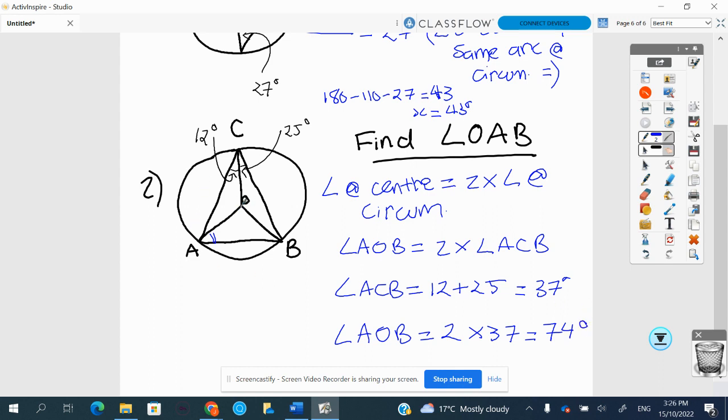Now, this distance from the center to the circumference and this center to the circumference here is going to be equal because they'll be the radii. So AO will be equal to BO because they are radii. That means that triangle AOB is an isosceles triangle. Okay, sorry, it's a bit messy.